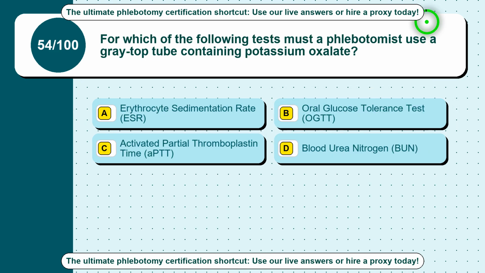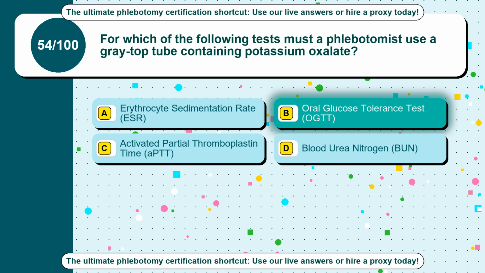Question 54. For which of the following tests must a phlebotomist use a grey top tube containing potassium oxalate? Option A. Erythrocyte sedimentation rate, ESR. Option B. Oral glucose tolerance test, OGTT. Option C. Activated partial thromboplastin time, APTT. Option D. Blood urea nitrogen, BUN. The correct answer is option B.